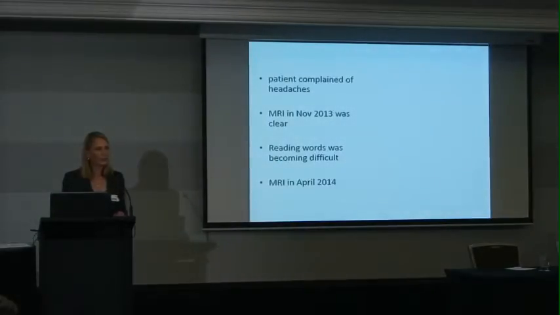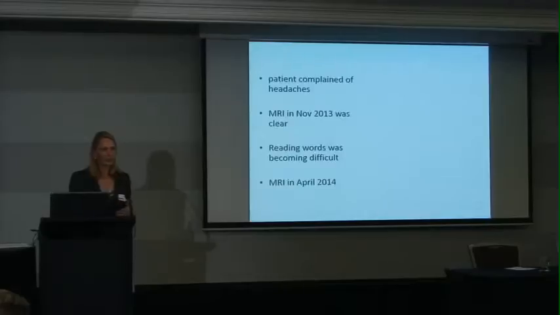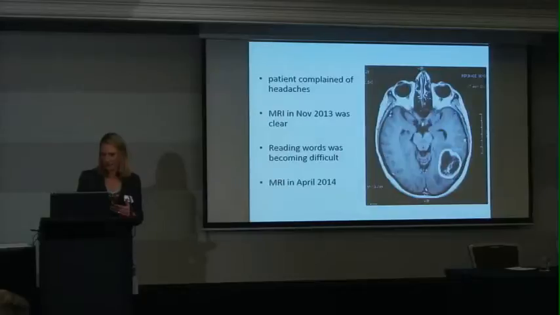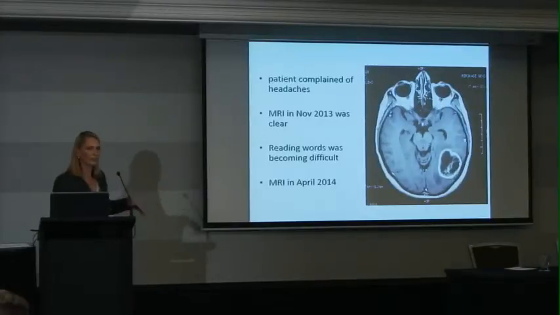And so I just wanted to show you a real life example of how this is working for patients. Now, this patient came in with a bad headache in 2013, and she had an MRI and it was completely clear, which was odd. She had really bad headaches. The symptoms started to progress and she started to not be able to read words on a recipe. So she had another MRI in 2014. This is the tumour that developed in a period of just less than 6 months. So as you can see, it's a pretty hideous GBM.